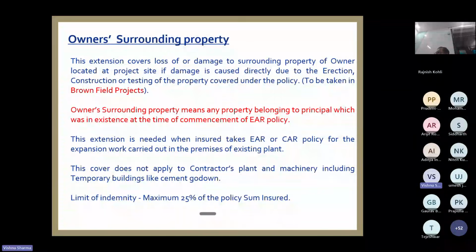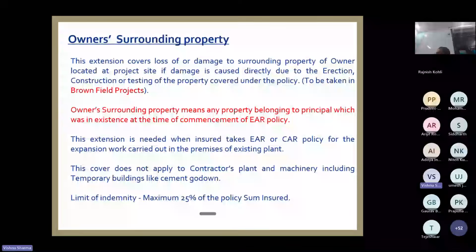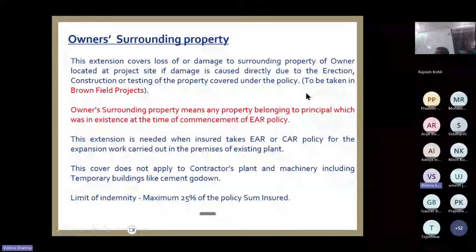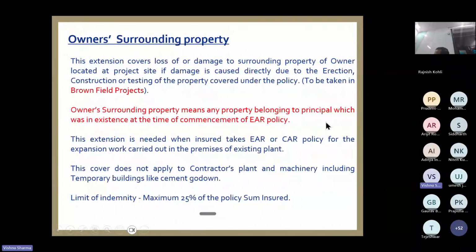It is on top of these that you are working. So any property which is being worked upon is not considered as owner surrounding property. This has to be noted. So in that case, he will have to take an operational policy only. This coverage will not be available under owner surrounding property.